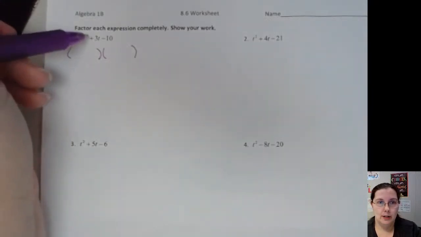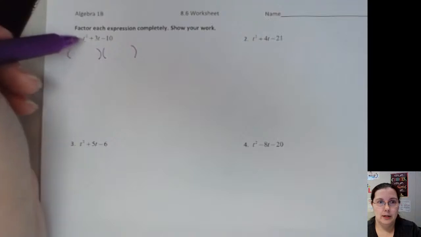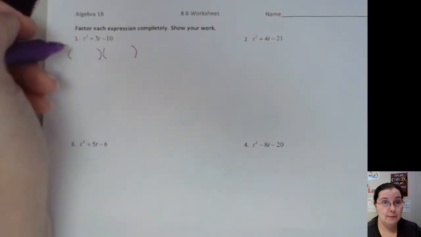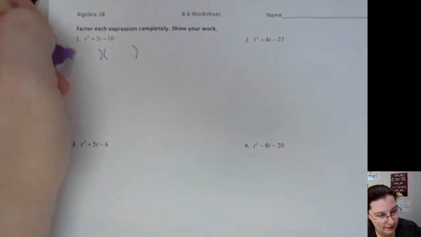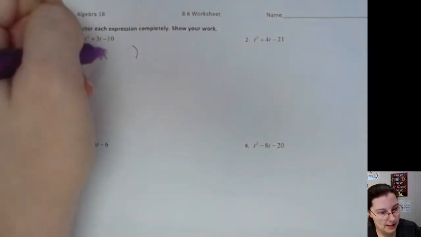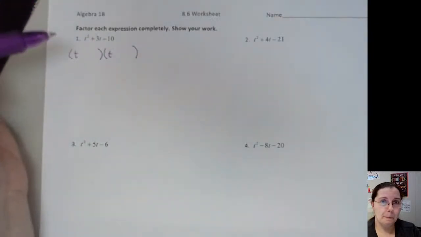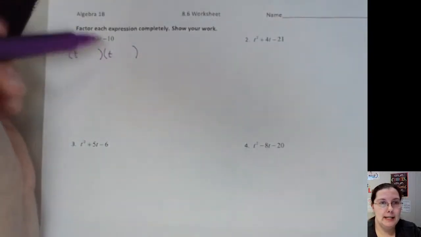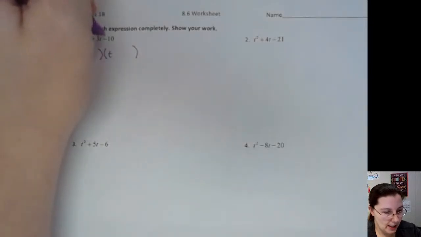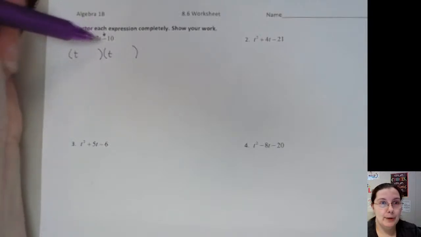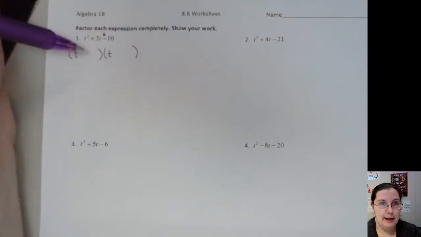The next thing I like to look at is my variable that's in front. We know that to get t squared, we have to have t times t. So that means I have to have a t in both sets of my binomial. The next thing I need to look at is the sign in front of my third term, my c, because that is going to determine what signs need to go inside my binomials.